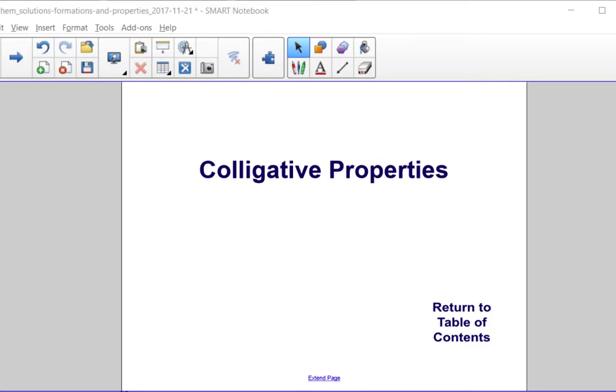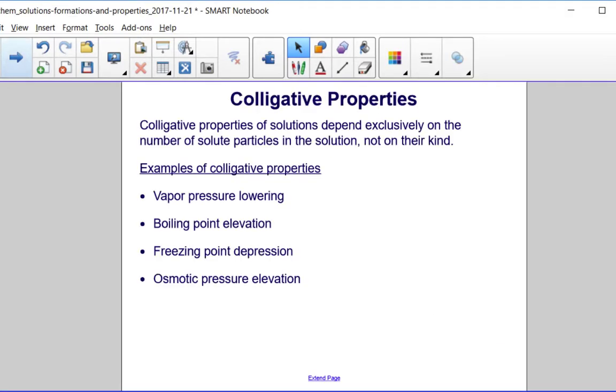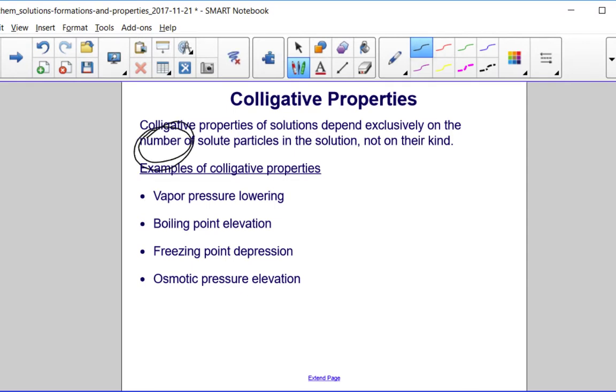This section will discuss the colligative properties of a solution. Colligative properties of solutions depend exclusively on the number of solute particles in the solution, not on the kind of solute particles. So we're going to be looking specifically at the number of solute particles. Examples of those colligative properties: vapor pressure lowering, boiling point elevation, freezing point depression, and osmotic pressure elevation.